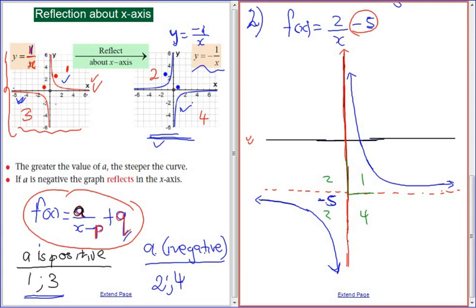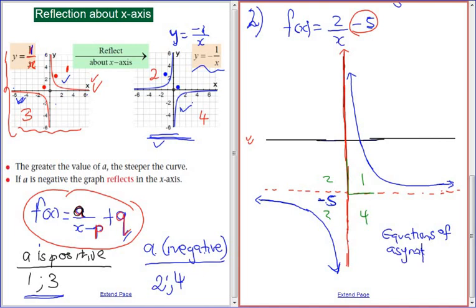Okay, right? So maybe I should ask you now the equations of the asymptotes this time. What would you think are the new equations of the asymptotes? Let's see if you can tell me.